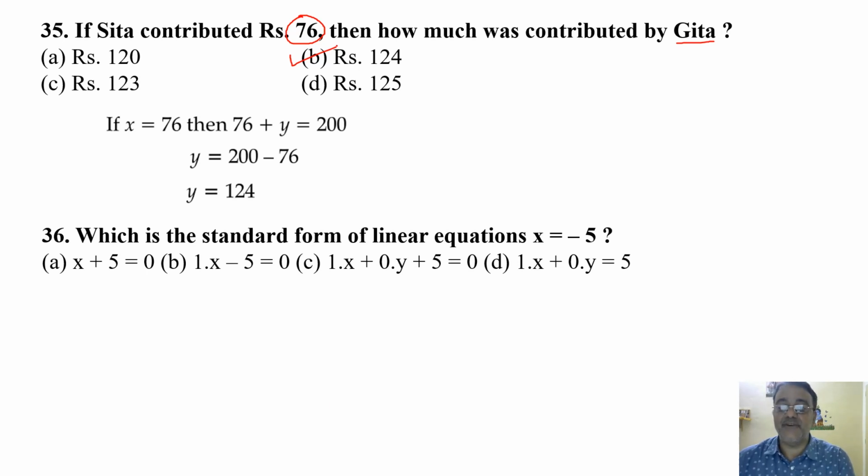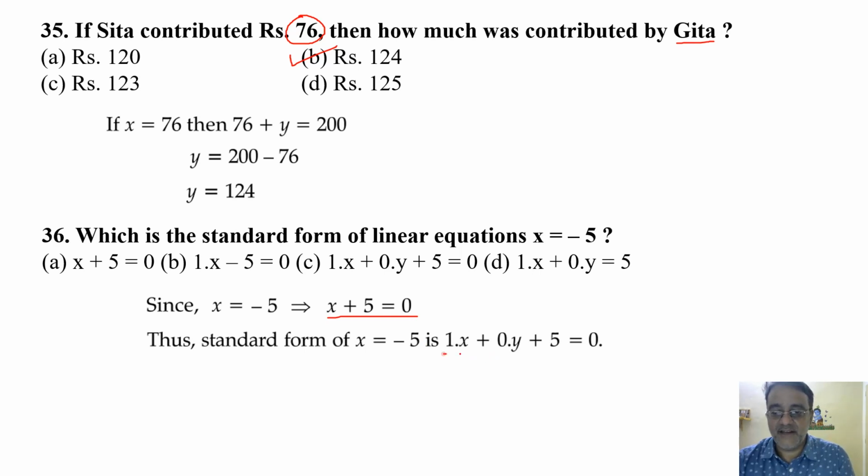Which is the standard form of the linear equation x is equal to minus 5? Standard form means ax plus by plus c is equal to 0. So x is equal to minus 5 is there. So we can write x plus 5 is equal to 0. Now we have to write it in standard form. X is already there, so the coefficient is 1. And there is no y term, so we can write 0 into y. So we can write it as 1 into x plus 0 into y plus 5 is equal to 0. So this is the correct answer.